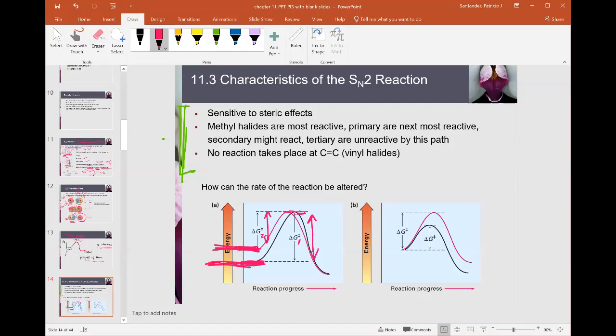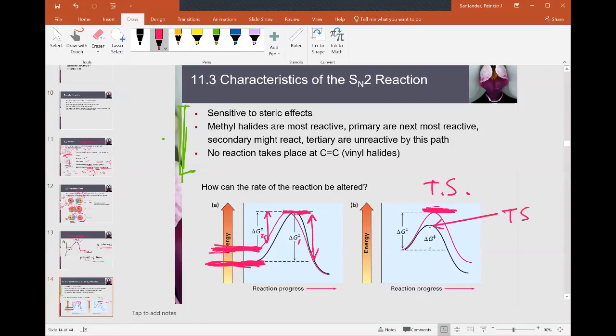I can intentionally do something that will destabilize my starting material, and if everything else stays the same, the overall result will be that the reaction will go faster. The other trick that I can do is altering the energy of the transition state itself. Let's say that this is my original transition state. If I manage somehow to lower the energy of my transition state to this point, then the overall rate of the reaction will be faster. And so there you have two different ways to accelerate the rate of the reaction: by increasing the energy of the starting material or by decreasing the energy of the transition state.